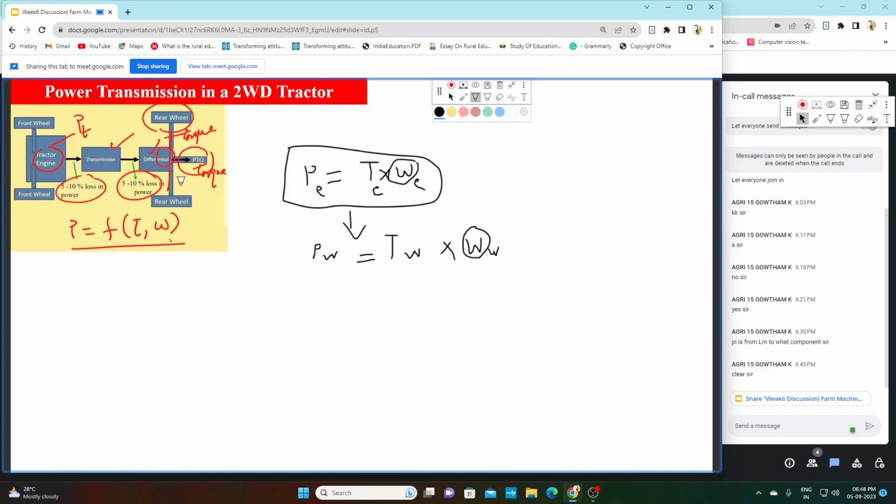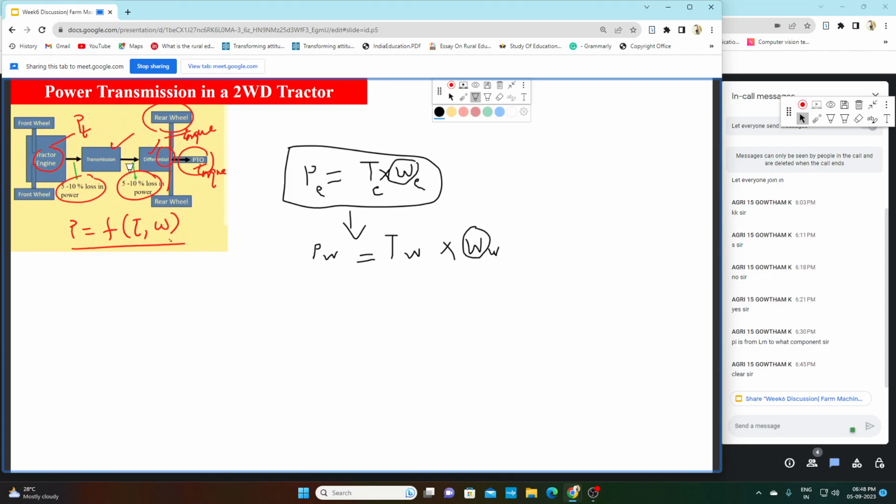Okay, and this is the power that we required in the wheel. The same formula is for PTO also. Power PTO is equal to torque of PTO into angular speed of PTO.